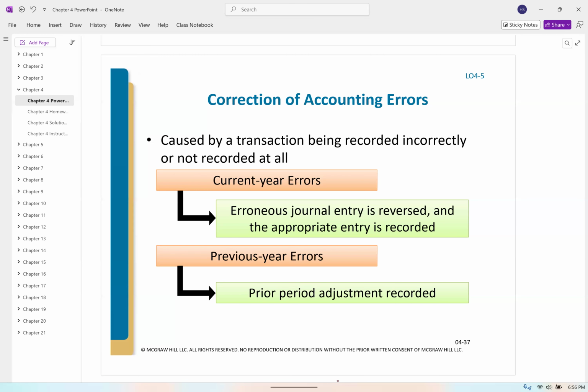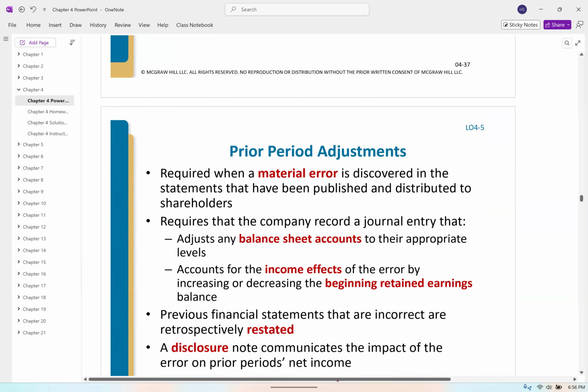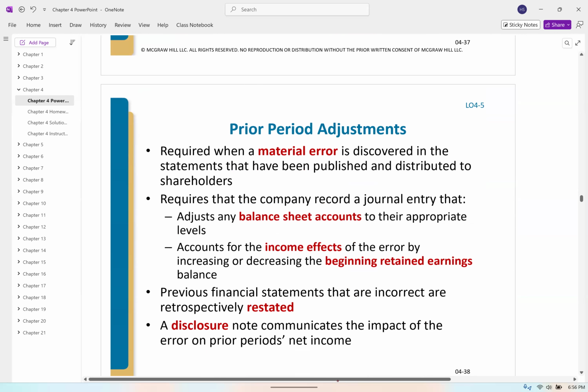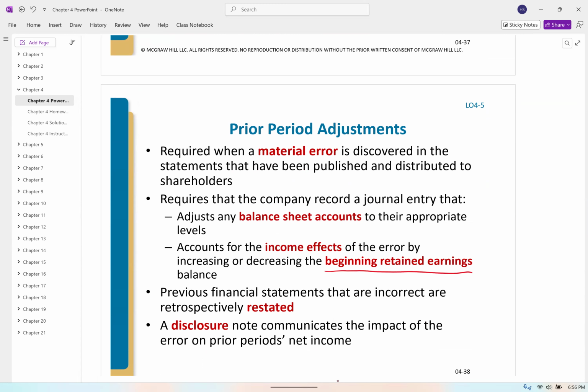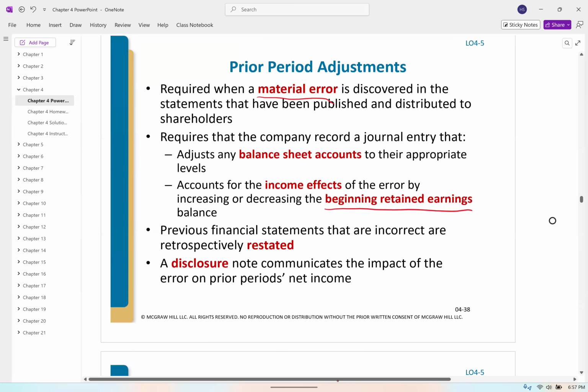And how they would do that, it would offset, they would decrease or increase the beginning retained earnings. That is how they would handle a prior period adjustment, if it is material. Only if it's material. If it's something really small, it's okay. We're looking for material misstatements, things that would have changed our mind on investing in this company or not. We would fix any balance sheet accounts, income statement accounts, and there would be a disclosure note that would communicate that impact on the prior period's net income.